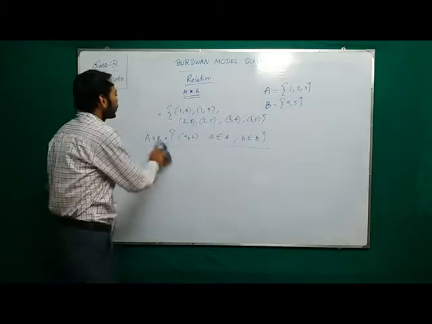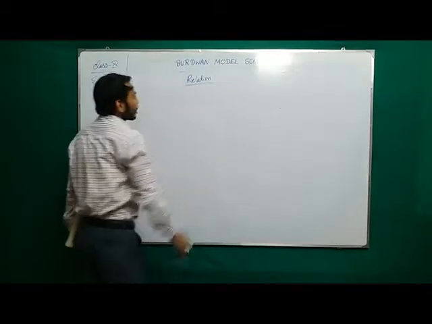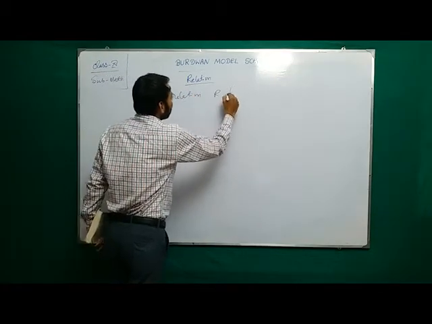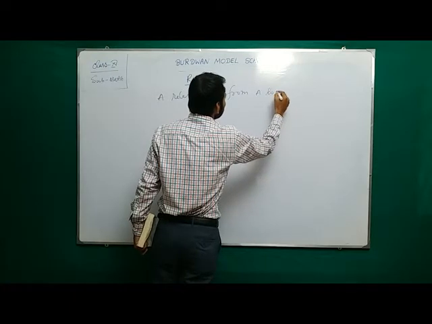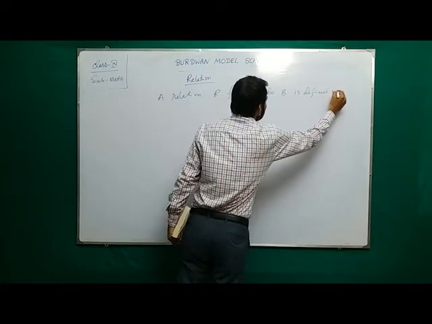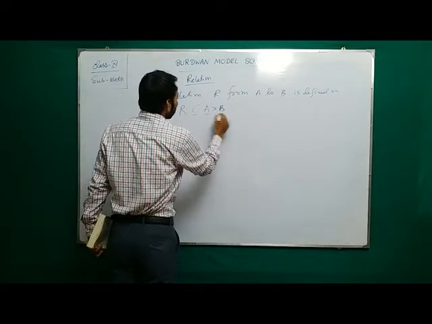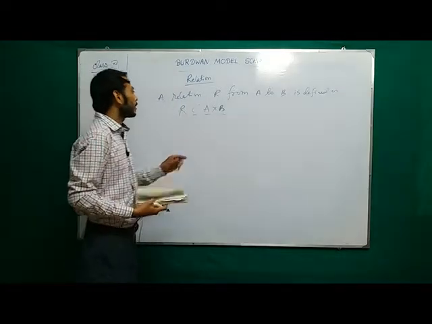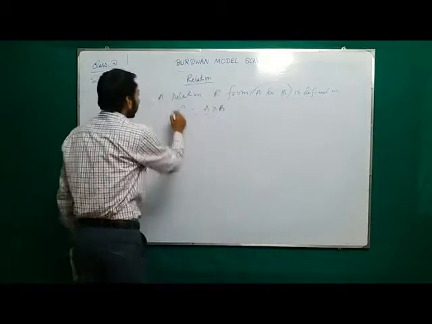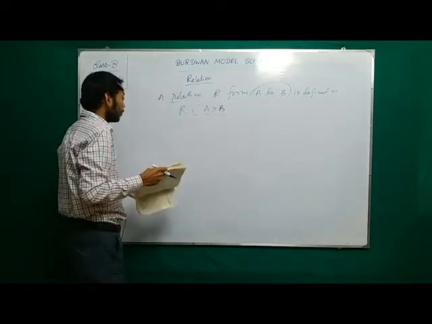Now move on to the definition of relation. A relation R from A to B is defined as the subset of A cross B, the Cartesian product A cross B. That means whenever it is a subset of A cross B, then R is called the relation from A to B. Okay. Now go to the exercise number 2.1.